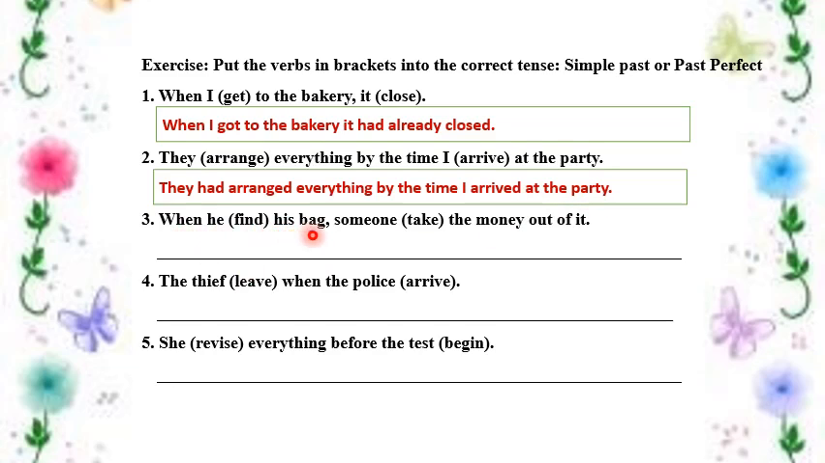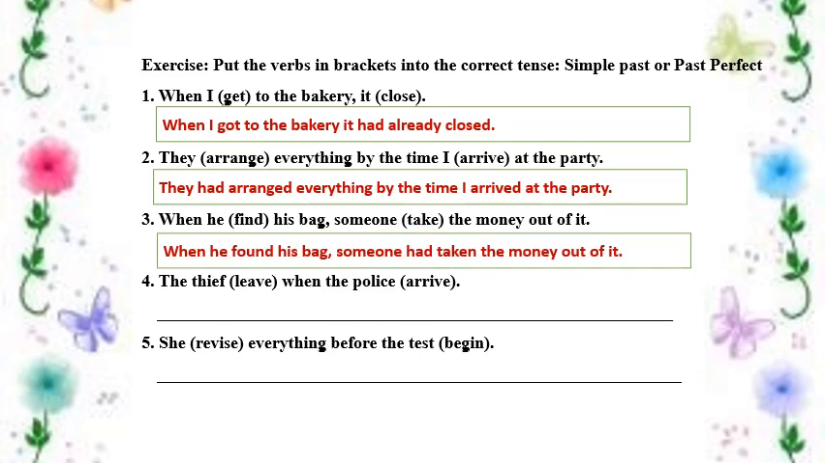When he find his bag, someone take the money out of it. Now here you are going to guess whether the person found the bag first or someone took the money out of it first. So here we can say when he found his bag, someone had taken the money out of it. Someone had taken the money from the bag first and then the second action occurred.